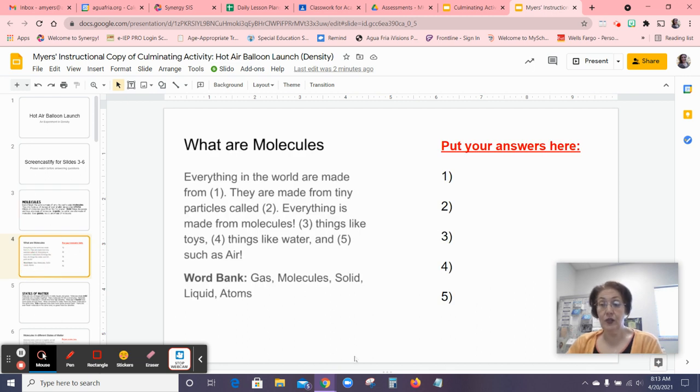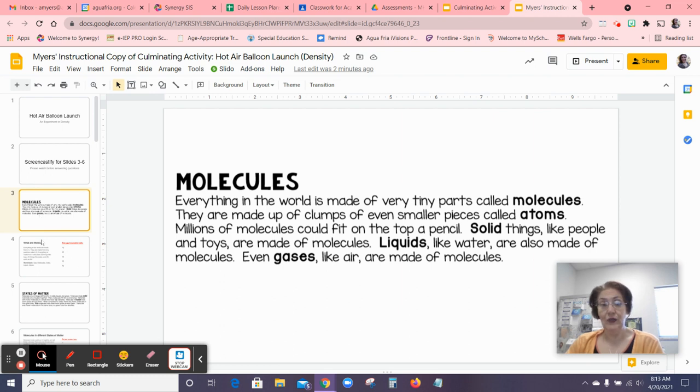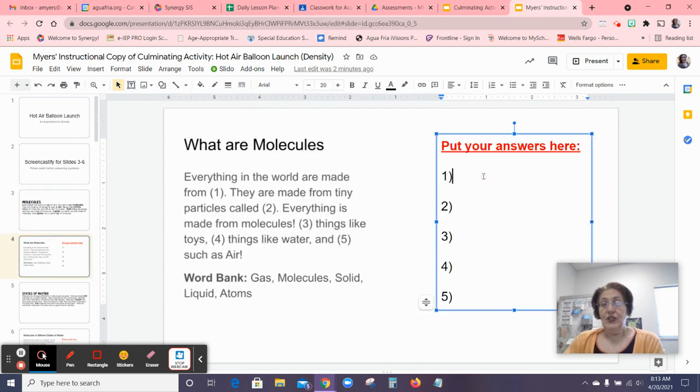All right, so this is where you're going to be putting in the answers to your questions, and you'll have to go back and look at the reading and, of course, watch this Screencastify as well, and it will help you answer the questions. So you're going to put your cursor in here, and this is where you're going to answer your questions. Your questions are numbered 1, 2, 3, 4, 5, and then your word bank is right here. So these words will fit into the answers here. Everything in the world is made from, well, we know they're made from molecules.